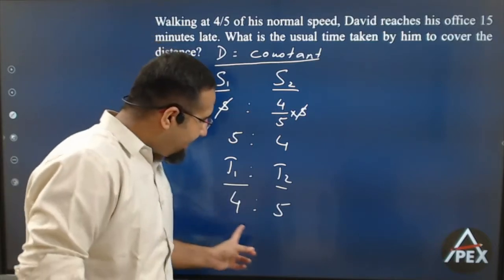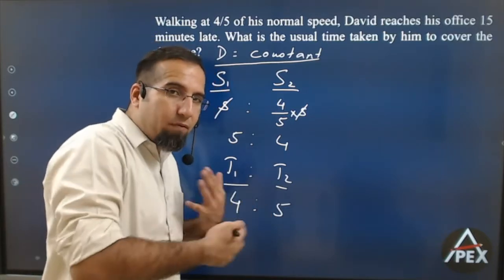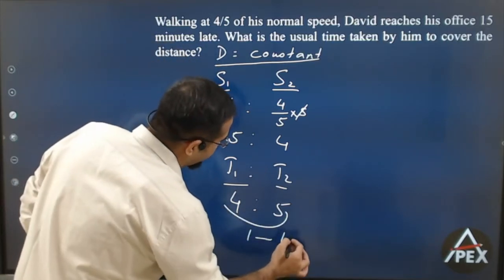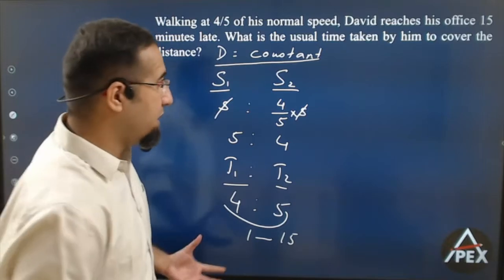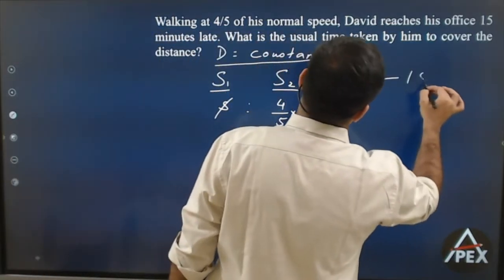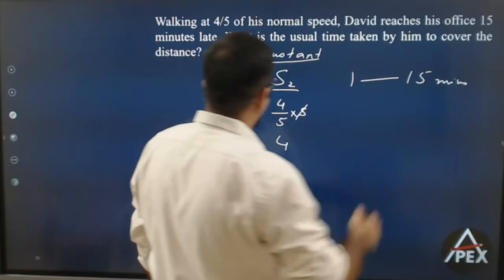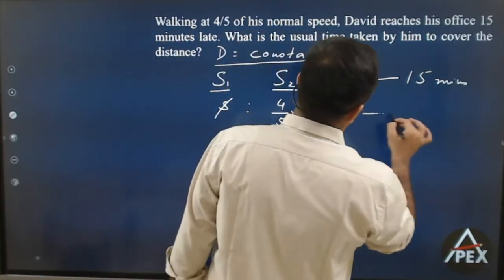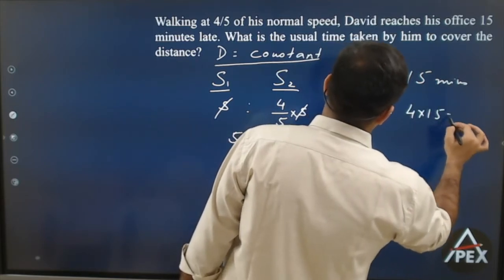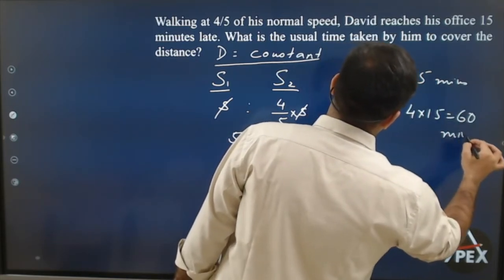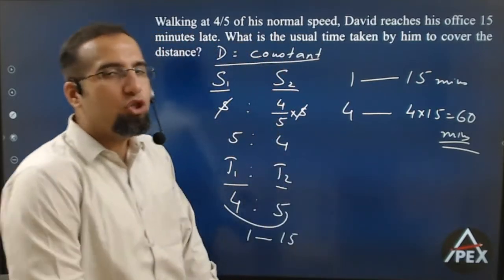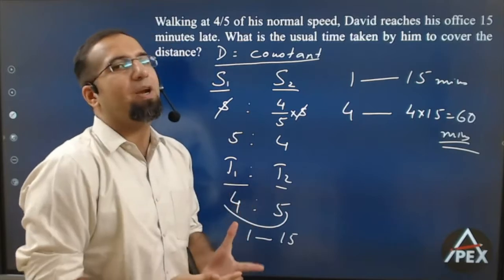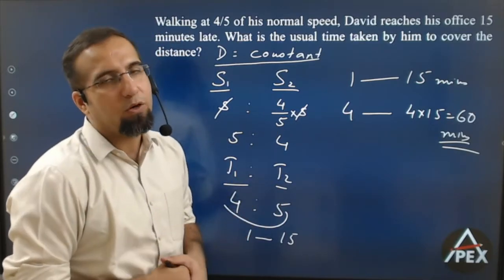Now, I know that the gap between them is the time by which he is late. So what is the gap between them? That is one part. If one part is equal to 15 minutes, the time taken, that is 4 parts, will be 4 into 15, that is 60 minutes. So 60 minutes is the usual time taken by him to reach his office. I repeat, proportionality makes the job pretty easier when you have simplified questions altogether.